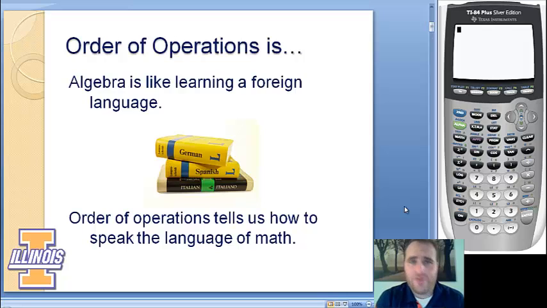Now some people joke that algebra, math in general, is a foreign language. I think that's pretty accurate because it has its own set of rules that we have to follow in order to do it correctly. And the first set of rules is called order of operations, and that tells us how to speak the basics of math.